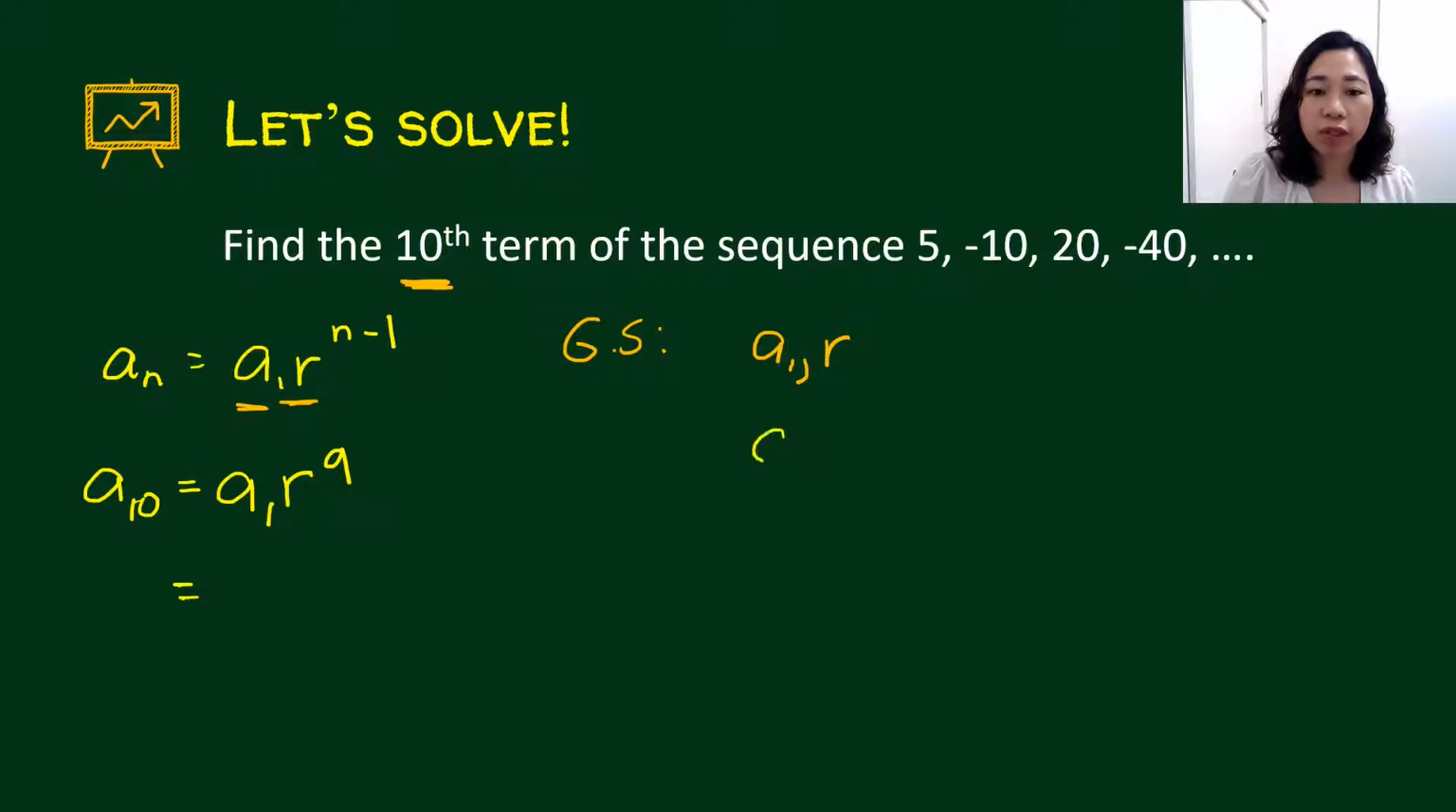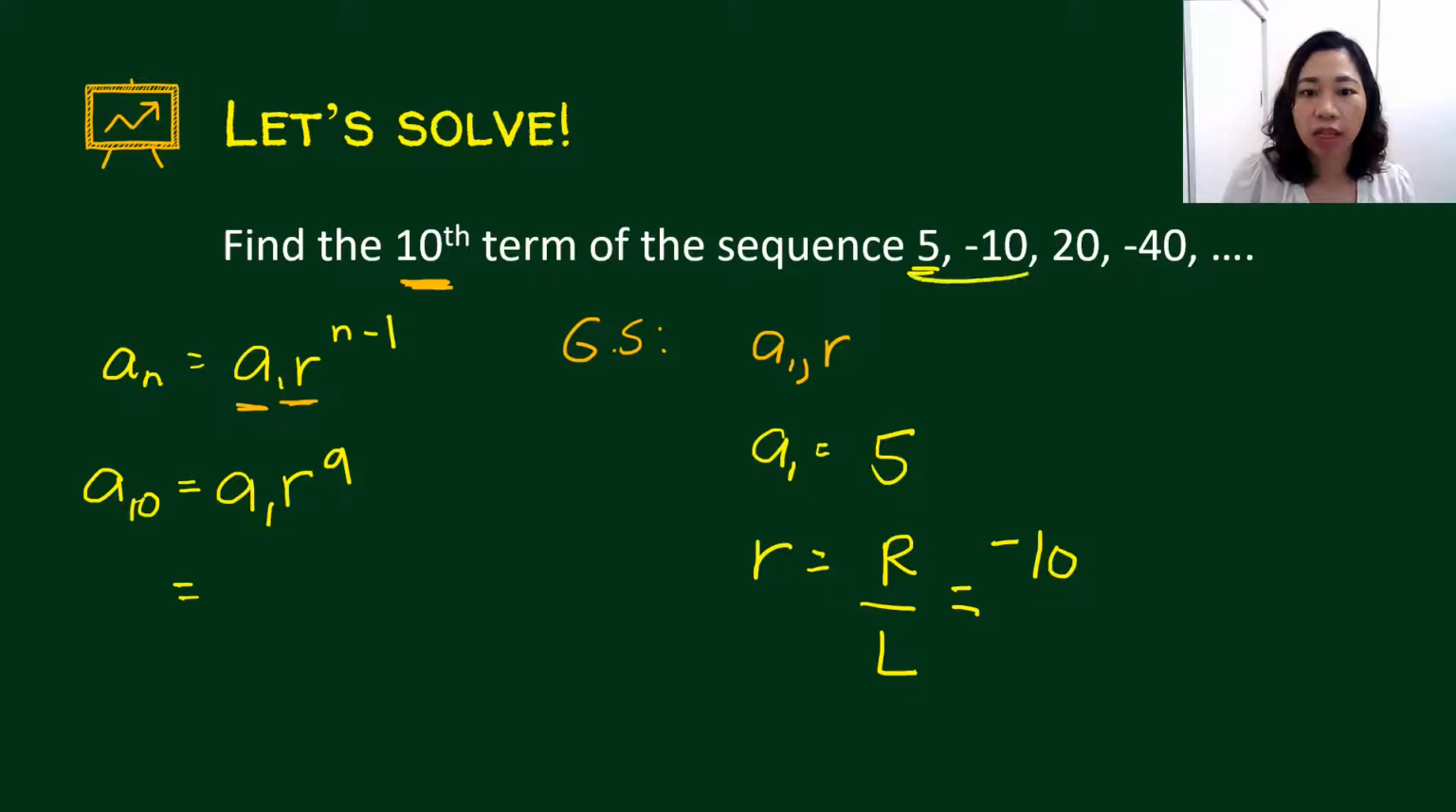What is our first term here? Our first term here is 5. And then, what is our common ratio? Again, from our last video lesson, it's equal to right over left. If you want to review on that, please click the card shown above. So what is our right over left? That's negative 10. I'm looking at the first two terms, negative 10 over 5. So that's equal to negative 2. That's our r.